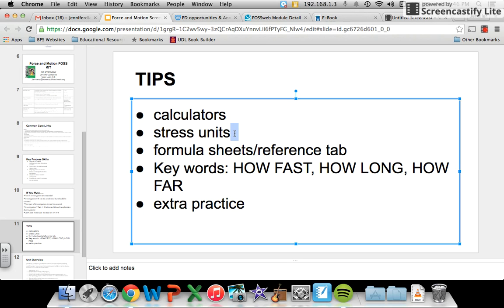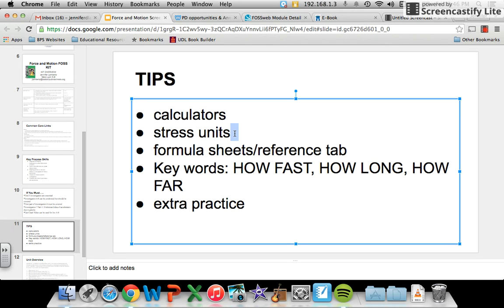Stress the units. I would also recommend a formula sheet or a reference tab. I will talk about something I do. I make bookmarks, but you want students to be able to use this as a reference, just like how they have a math reference sheet. I would have them have a science reference sheet in their binders or in their books or however you use it.